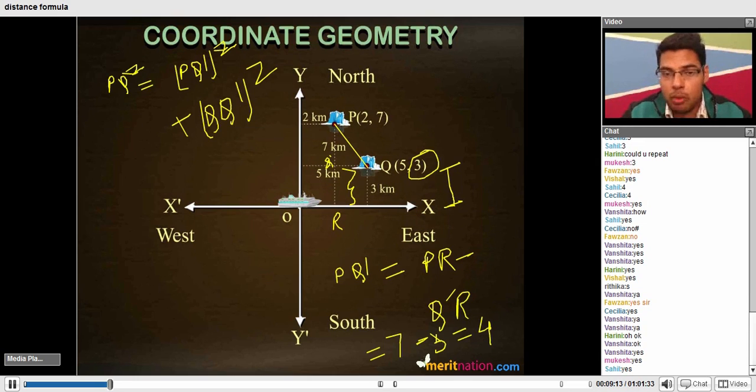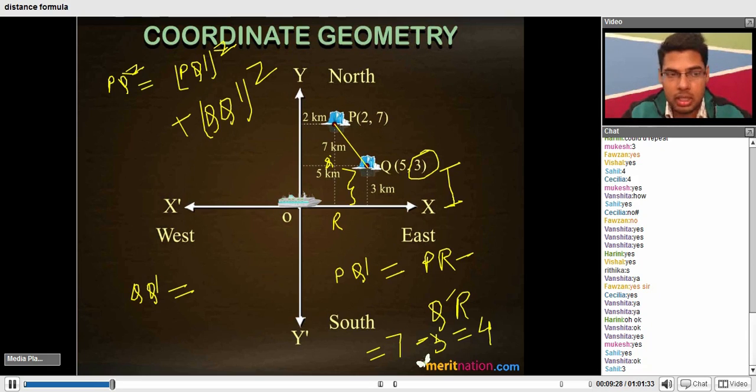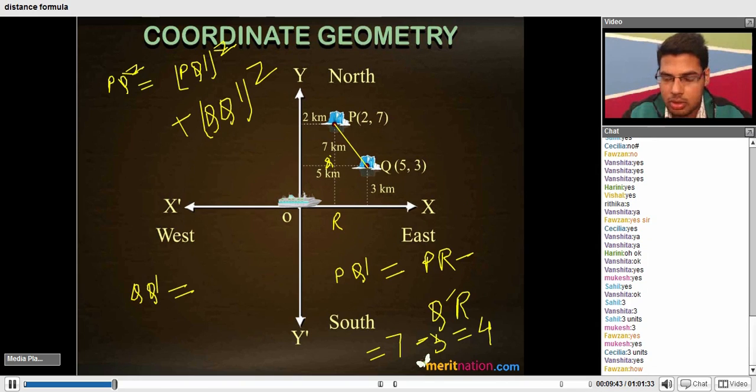Now, similarly, what is QQ dash? Yes. What is QQ dash? Now you will quickly tell me the value of QQ dash. Similarly, we can calculate the value of QQ dash. Look at the figure and try to get the answer. 3. All of you agree that it is 3? Yes, basically 5 minus 2. Anyone who is not getting this? 3 units.